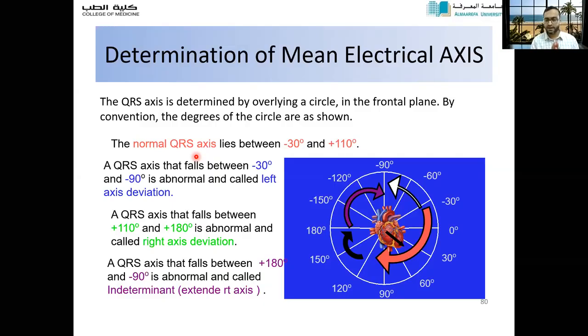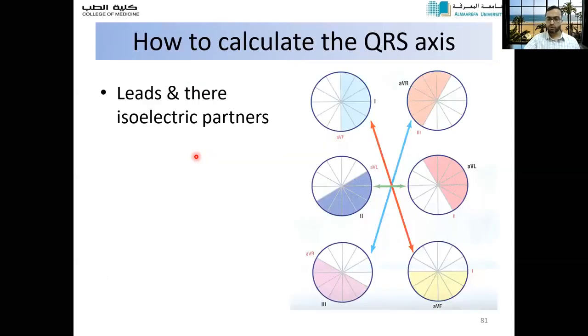Now let's see how to measure this axis, meaning in which direction the electrical current flows from the heart, from the ECG. And there are 2 methods. One is the most accurate method using the graph paper. Another one is a crude method. I will tell you both.